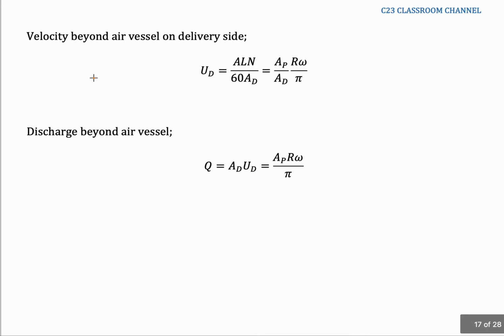Then we can calculate the velocity beyond the air vessel on the delivery side. It can be calculated like this: U_D is A L N over 60 A_D. This is the speed, the flow rate, and this is the cross-sectional area. Then the discharge beyond the air vessel can be calculated using the normal continuity equation, so we have A_D times U_D.